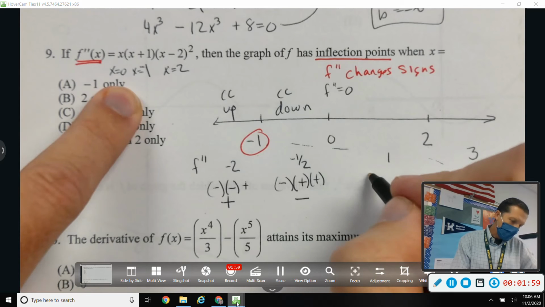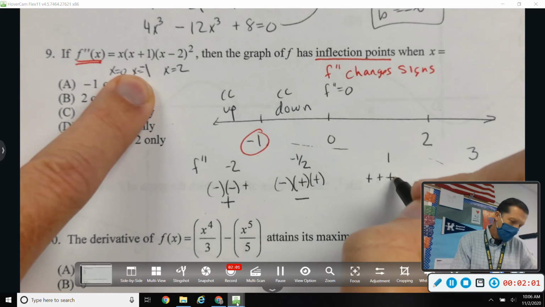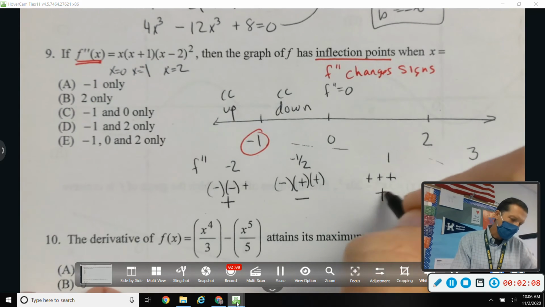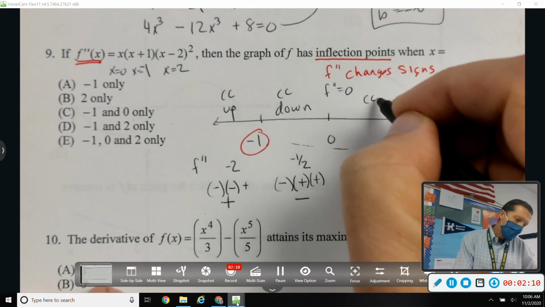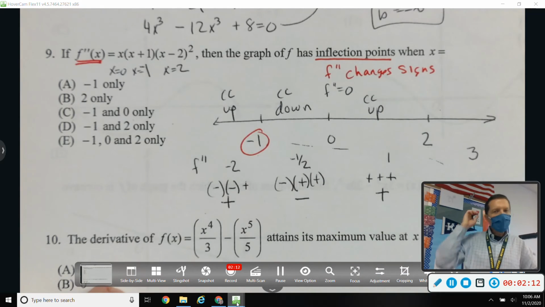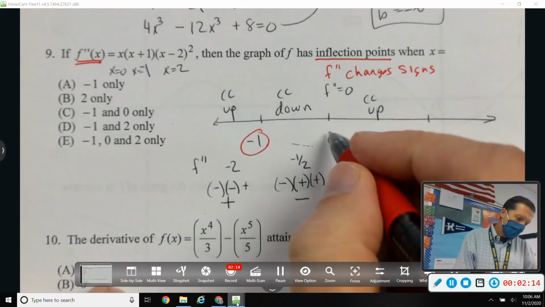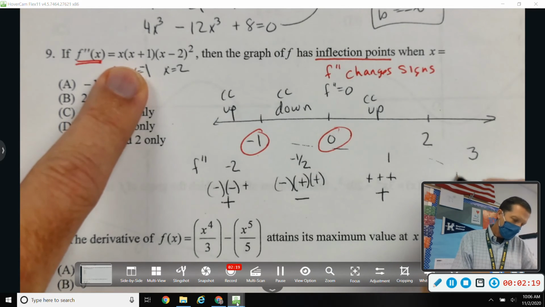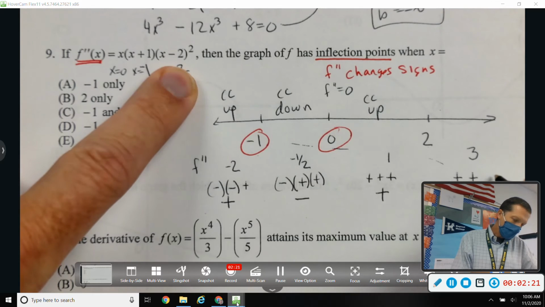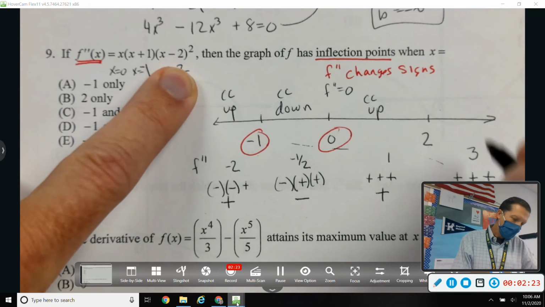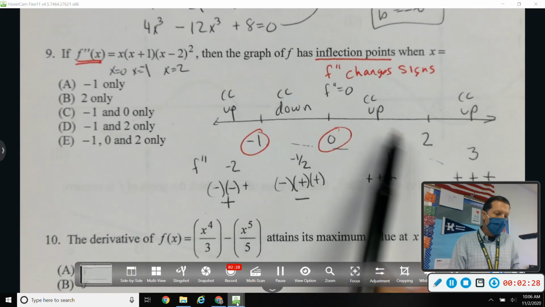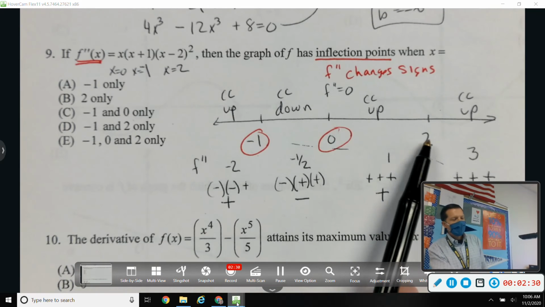I check 1, I get positive, positive, positive. Right? Yeah, positive, positive. 1 minus 2, but then I square it. Yeah, it's all positive. So that means I'm concave up. So there's another point of inflection. I plug in 3. 3 times 4 times squared is positive. So I'm concave up again. So 2 is not a point of inflection.